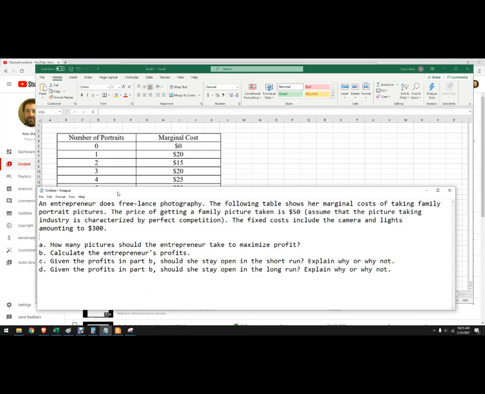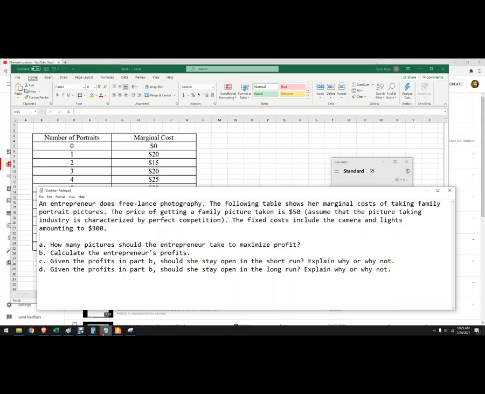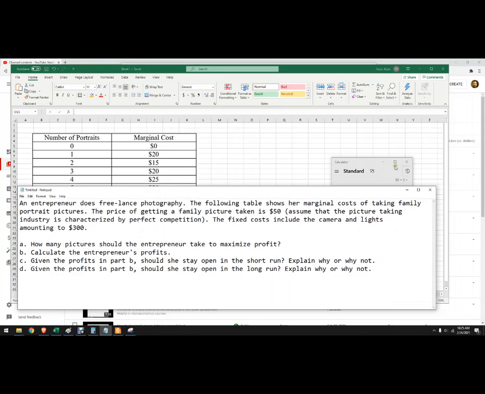Hello, in this video, let's do a problem using perfectly competitive markets, whether they should stay in business, and how to find profit maximization. So we've got an entrepreneur doing freelance photography. The following table shows the marginal cost of taking these pictures. The price of getting a picture taken is 50 bucks.